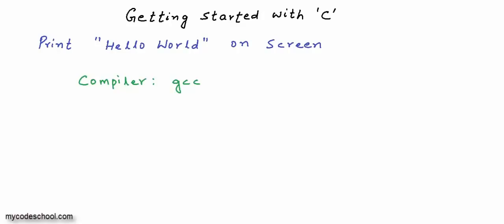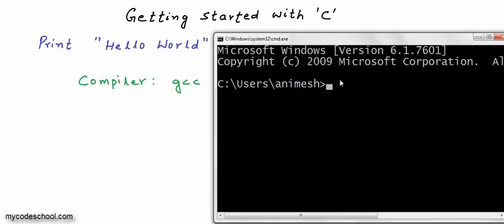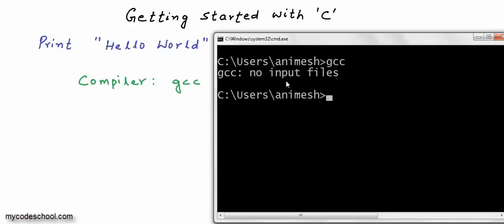To compile using GCC, I first need to open command prompt in Windows. Press Windows plus R keys to open the Run dialog, type in cmd and then click OK. Command prompt will open for you. Type in gcc and press enter. If you get a message like "gcc: no input files", then GCC is configured for you. If you get a message like "command not recognized", GCC is not correctly configured.